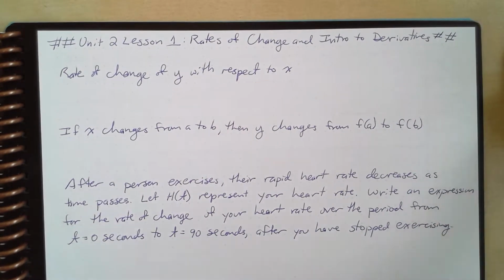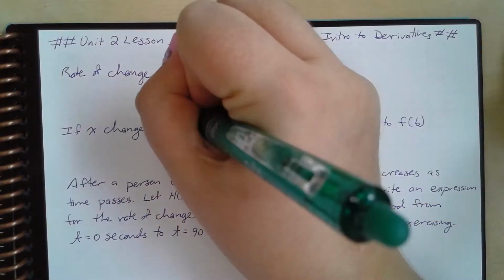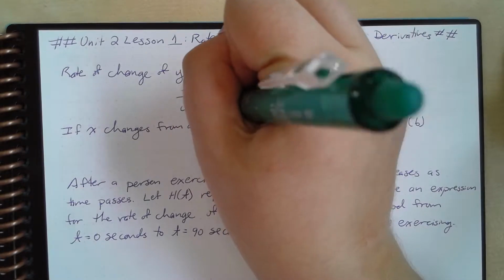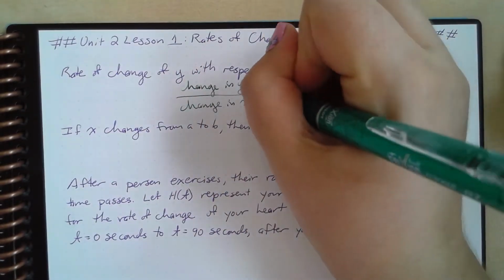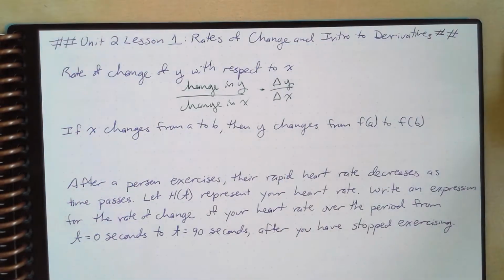Today I'd like to talk about rates of change and introduce you to derivatives. Actually, rates of change are something that you've already dealt with in life. If we have the rate of change of y with respect to x, that's just going to be the change in y over the change in x, which you can also write as delta y over delta x, and that should look familiar to you. That's basically slope, right?